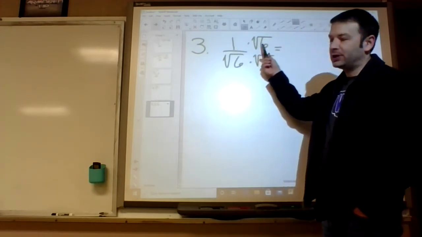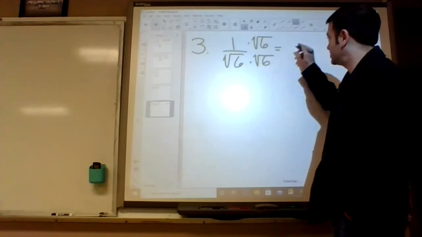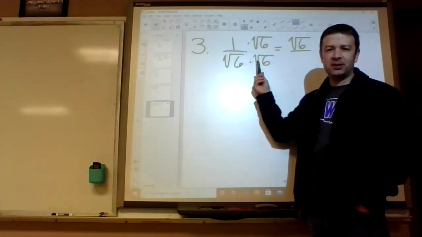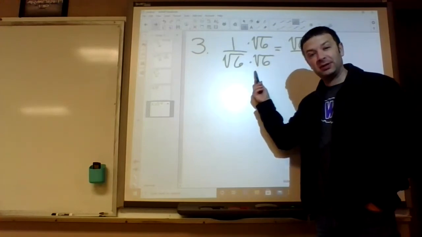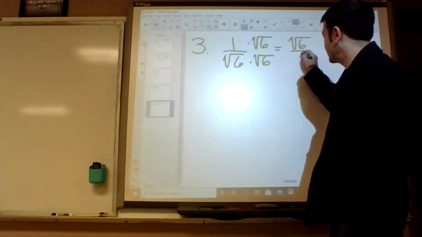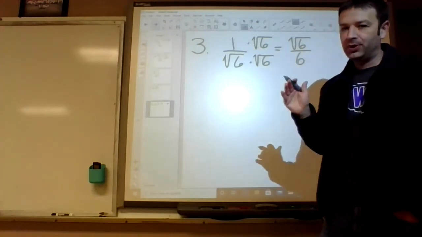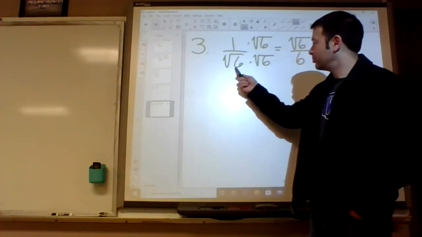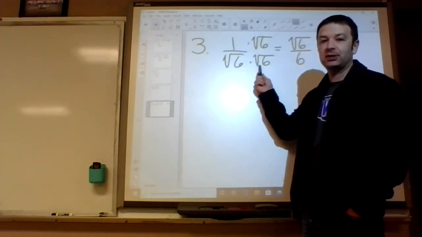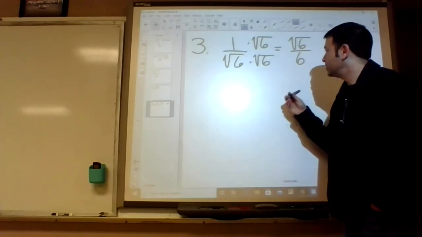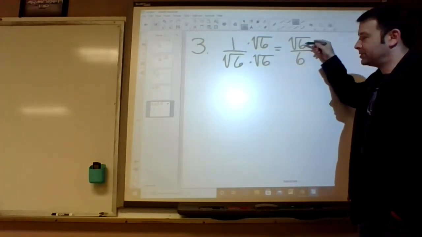So the top becomes 1 times square root of 6. 1 times anything is just itself. The bottom becomes square root of 6 times square root of 6, which is square root of 36. And square root of 36 is normal 6. When you take a square root times itself, it always just becomes a normal number. Square root of 6 times square root of 6 is just going to be 6. Square root of 7 times square root of 7 is 7. And so on.